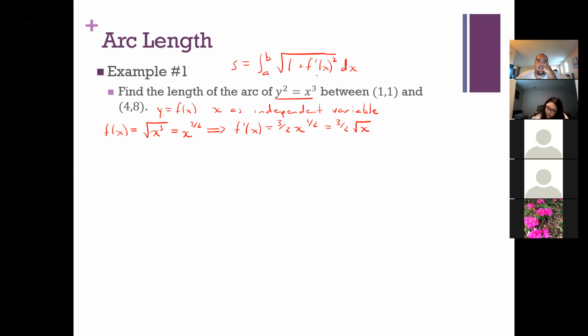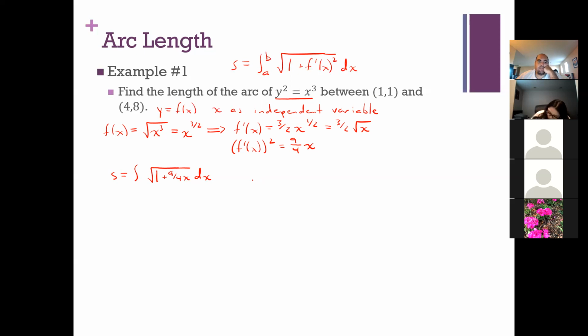And we're getting there, but in order to use this arc length integral, I also need to know what this is, the derivative squared. And this will come out to 9/4 x. So now I think I'm okay to start setting up this integral. I'll leave the limits off for now, but I'm integrating 1 plus 9/4 x dx.